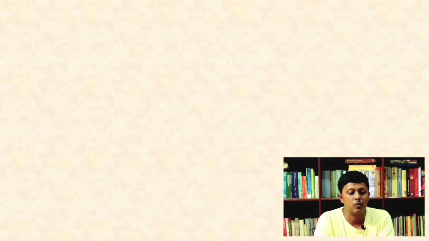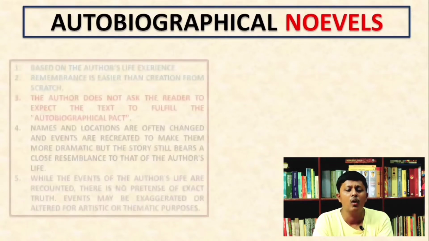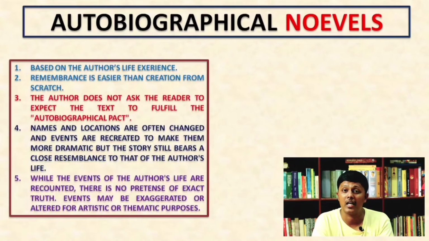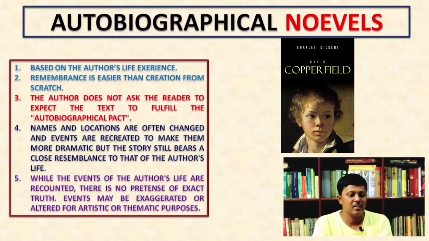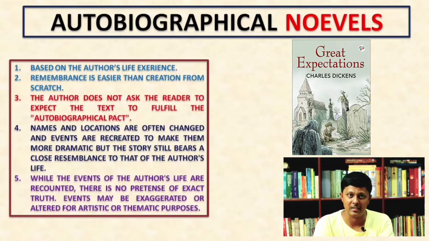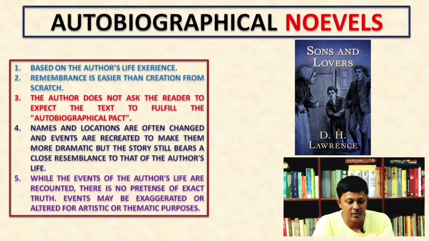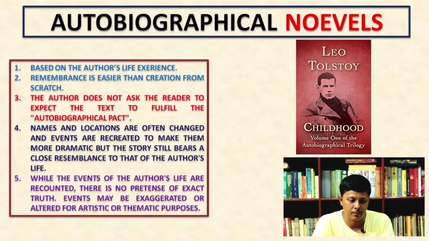Now let us move to the first one, the autobiographical novel. As the name suggests, it is related to an autobiography, based on the author's life experience. Remembrance is easier than creation. So if you can remember something and bring it back from your memory onto your pages, then it will be easier for you rather than searching for something. The author does not ask the reader to expect the text to fulfill the autobiographical pact. Names and locations are often changed and events are recreated to make them more dramatic, but the story still bears a close resemblance to the author's life.